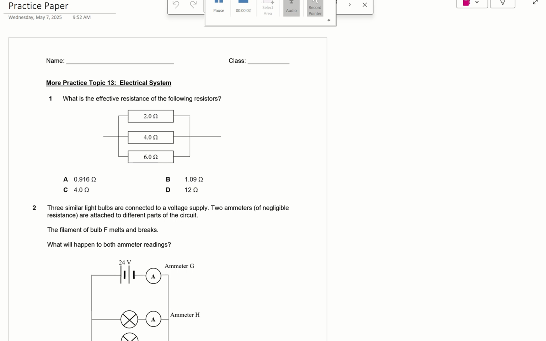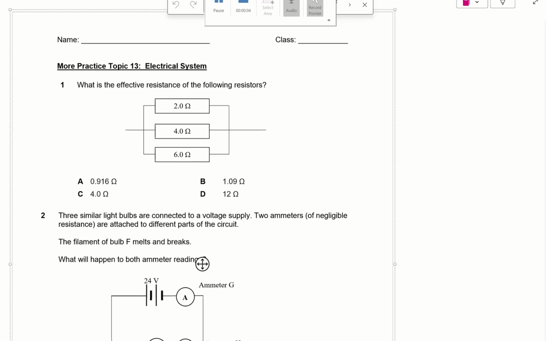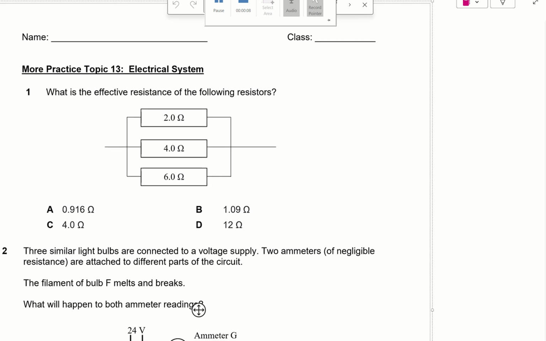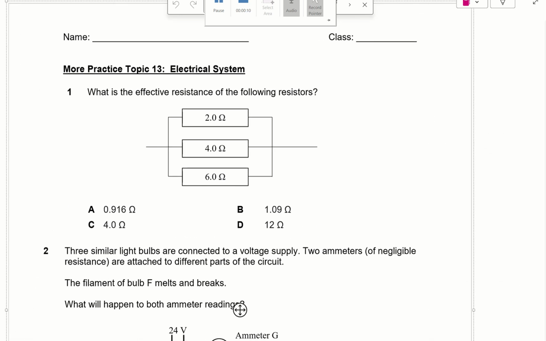For this video, we'll be going through the practice paper for electricity for lower sec science. Okay, so question 1, what is the effective resistance of the following resistor? As you can see, all these three are actually connected in parallel.